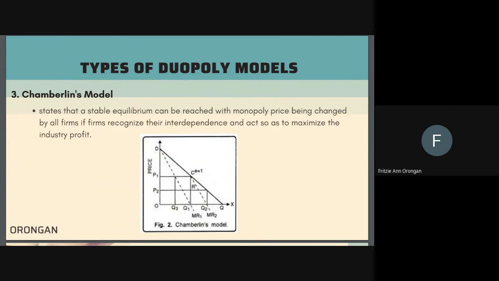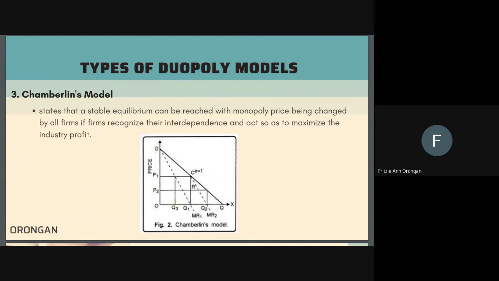Chamberlain's contribution to the theory of oligopoly is his suggestion that a stable equilibrium can be reached with the monopoly price being charged by all firms, if firms recognize their interdependence and act so as to maximize the industry profit. His model is based on the assumption of homogeneous products, firms of equal size with identical costs, no entry by new firms, and full knowledge of demand.